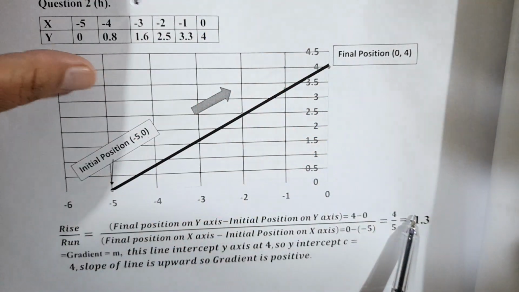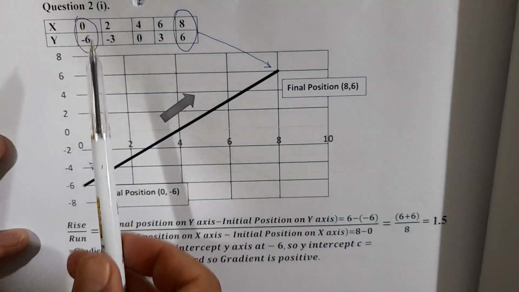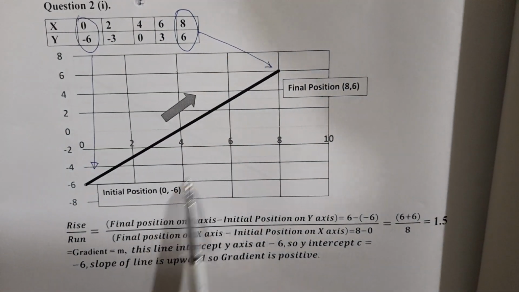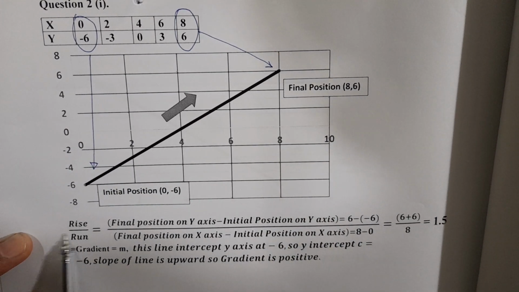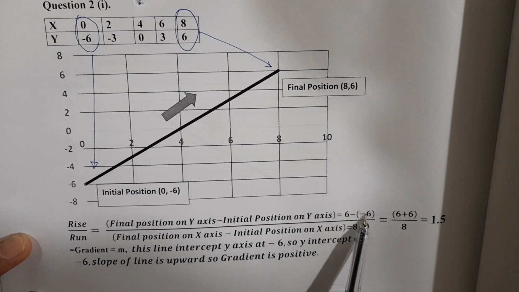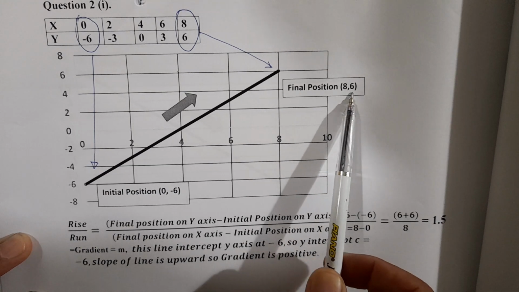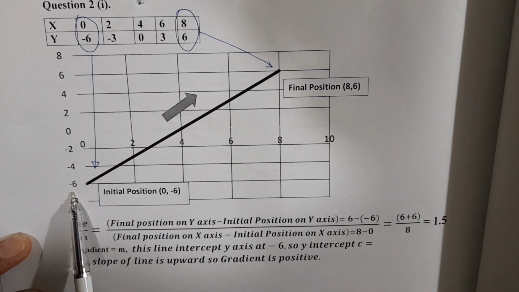axis at point 4. Now moving on to question number 2 part I. Initial position 0 and minus 6, final position 8 and 6. So gradient is rise divided by run. So 6 minus bracket start minus 6. This is final position y axis and this is initial position on y axis, minus 6.